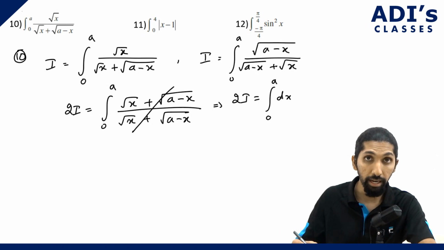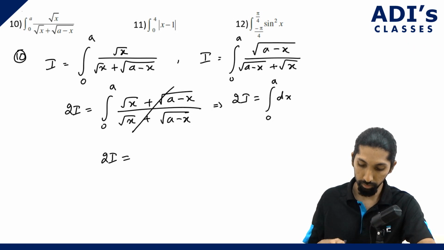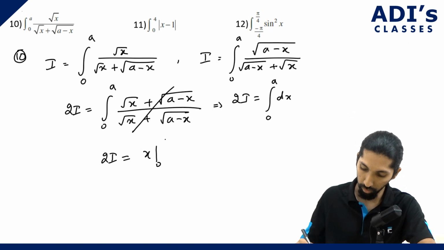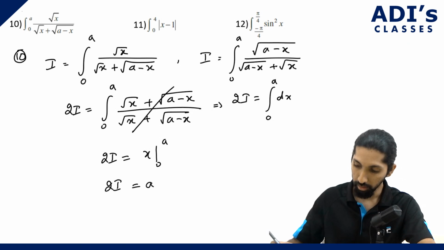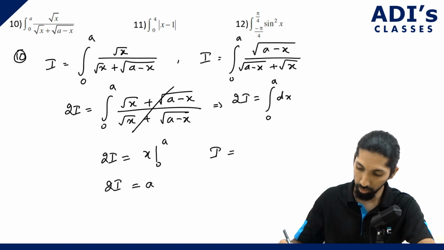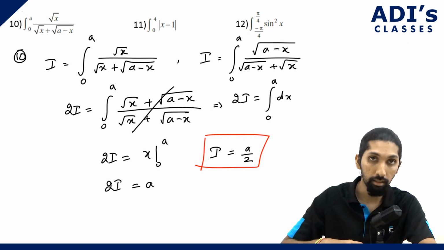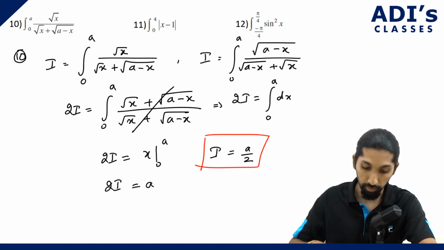We get 2i is equal to integral, it's going to be x from 0 to a. So 2i is equal to a. So what do we get as the final answer? We get I is equal to a by 2. So this is the answer for the 10th question. Clear? So this is the answer for the 10th one.